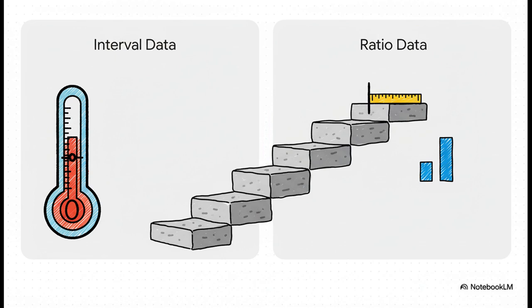With interval data, like temperature in Celsius, 0 is just another point on the scale. But with ratio data, like height or sales calls, 0 means the complete absence of that thing. That true zero is what lets you say things like, this is twice as tall as that.